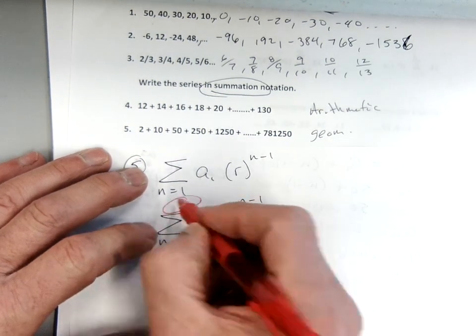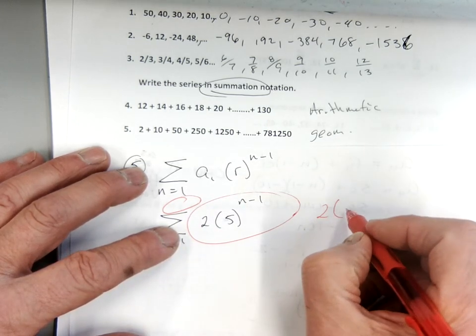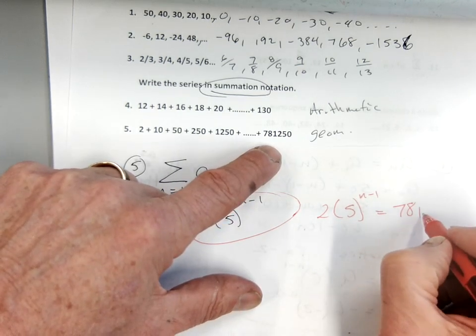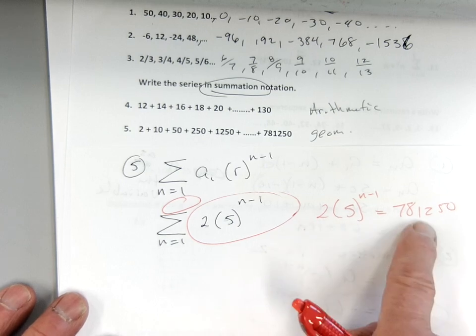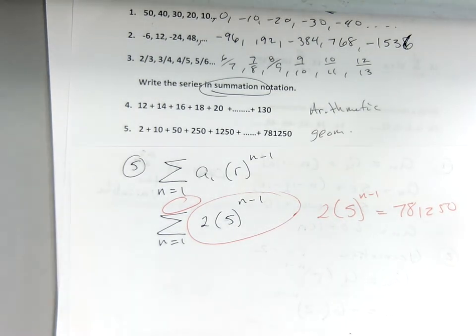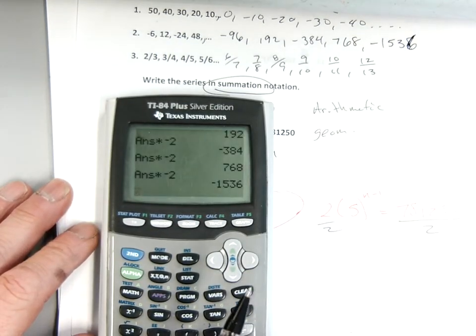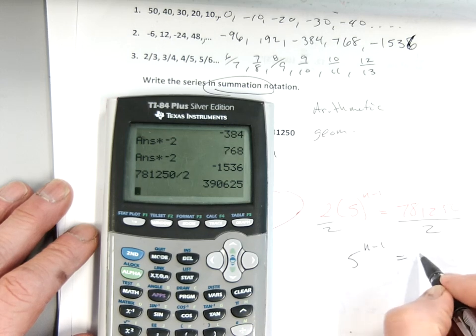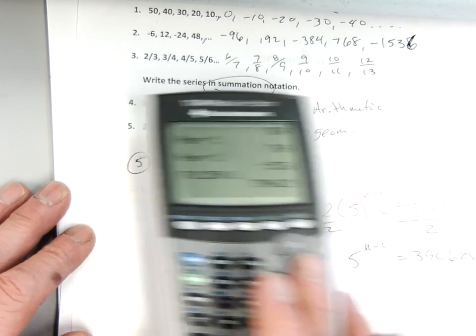I don't know the top number, but to get my top number I can take this 2 times 5 to the n minus 1 and set it equal to my last number, 781,250. Whatever n I have here is going to make this work. First of all, let's divide by 2. 781,250 divided by 2. So I get 5 to the n minus 1 equals 390,625, right?